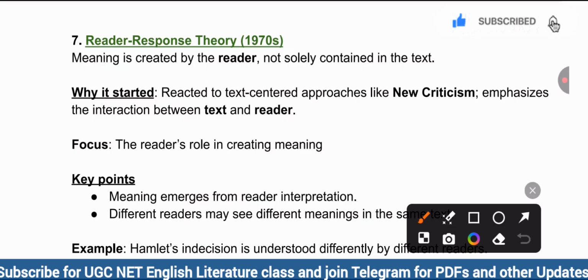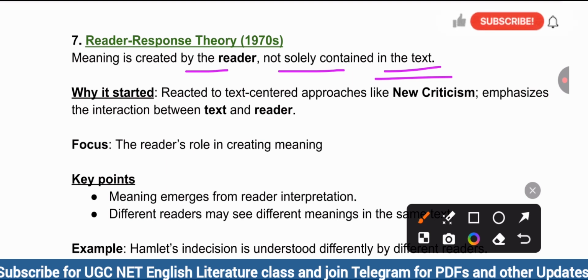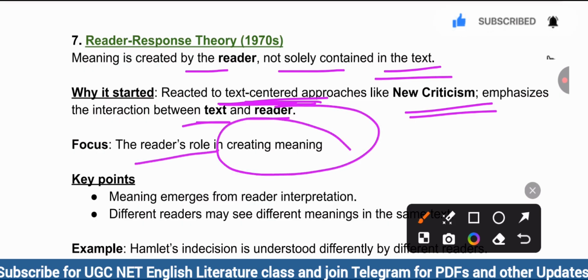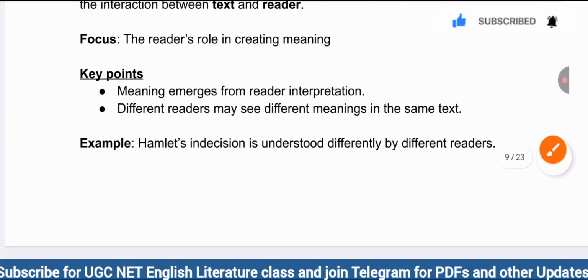So reader response theory: meaning is created by the reader, not solely contained in the text. The reader is the interpreter of the text. The reader is the creator of the meaning of the text. Why did it start? It started as a reaction against a text-centered approach like New Criticism, in which the New Critics talked about close reading. It emphasizes the interaction between text and reader. Here the focus will be the reader's role in creating meaning by taking a close read.